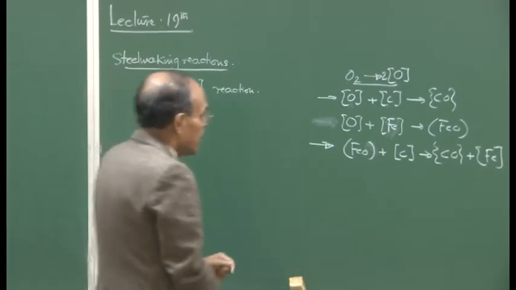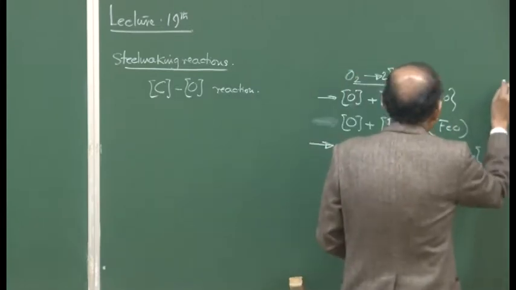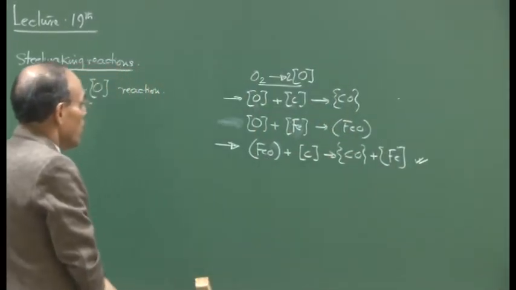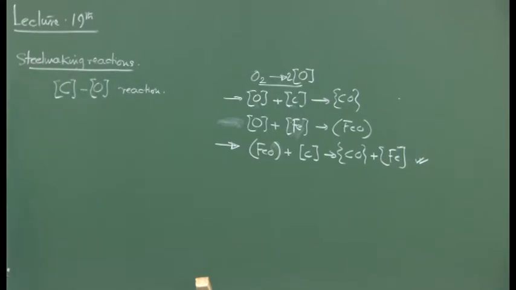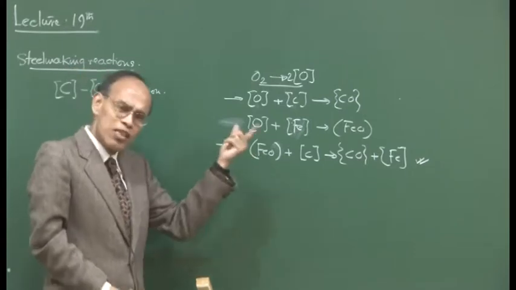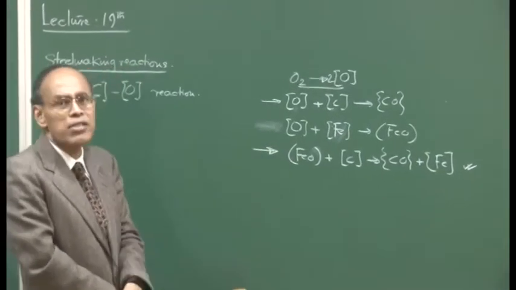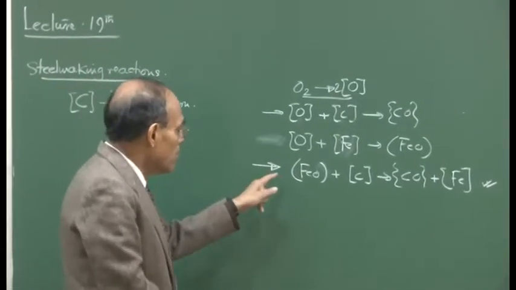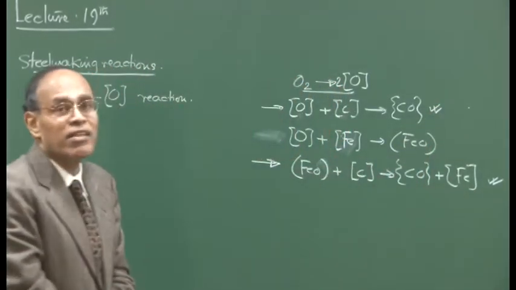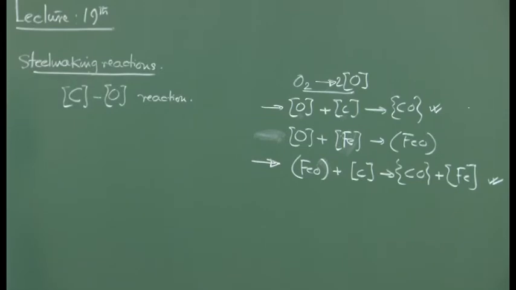Now this and this are known to be the dominant reactions. There are various other ways also. For example, carbon can get oxidized; carbon can react with MnO, if MnO is formed. That is also a thermodynamically feasible reaction. But this reaction and this reaction are considered to be the dominant reactions in the system which contribute to decarbonization.